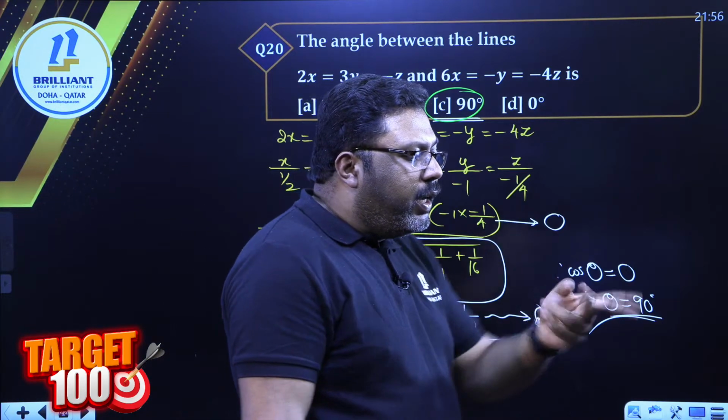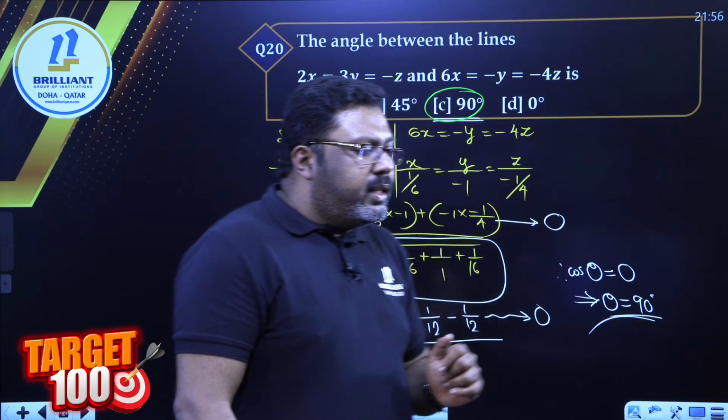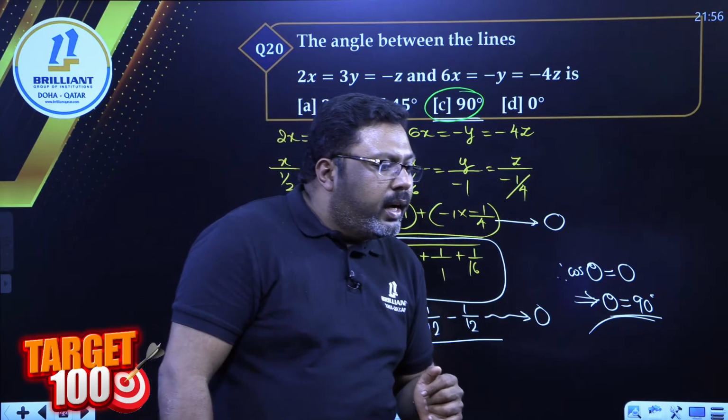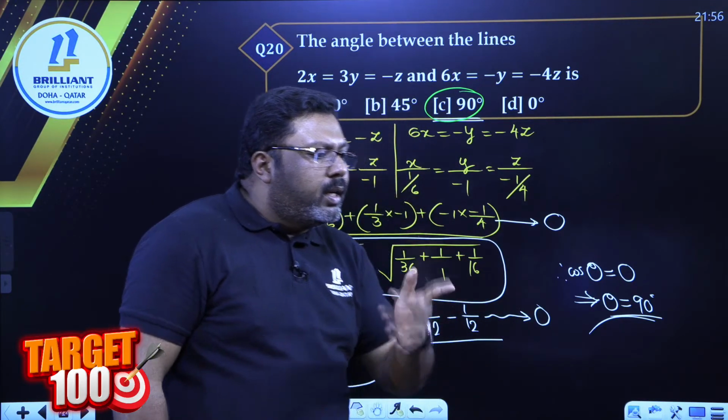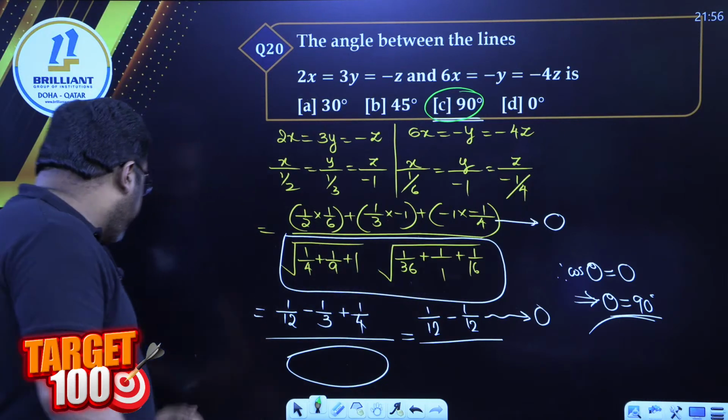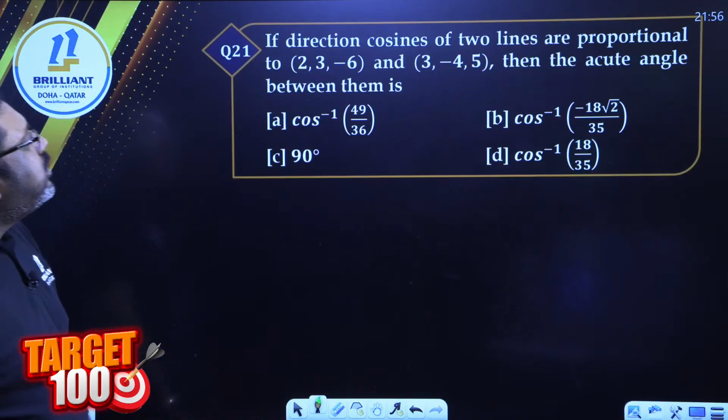Yes, right answer. See here, confusions came. Not everybody got the right answer. Hafiz is right. Yes, Nitin is right. Hamza is right. But others, wrong answers, please. Okay, fine.